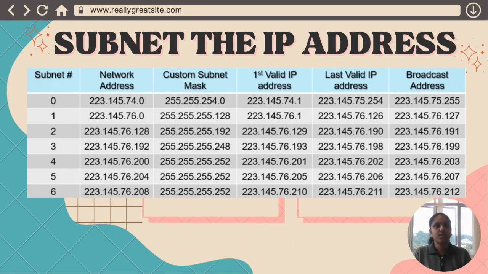The second question is about subnetting the IP address. As we can see in the diagram below, the subnet starts from 0 and ends at 6, and we have the network address, custom subnet mask, first valid IP address, last valid IP address, and last but not least the broadcast address inserted in the diagram below.